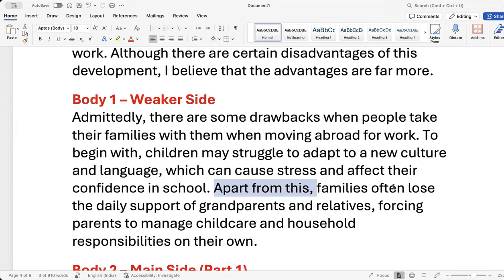Apart from this, families often lose the daily support of grandparents and relatives. Again, I took my example. My parents got a little bit of help from my grandparents, like my maternal grandmother took care of my sister when she was younger. So families would often lose that support, forcing parents to manage childcare and household responsibilities on their own, which adds to the burden on their head, right? They're going to come back from work and take care of the family and household responsibilities. So it can be quite burdensome for the parents. So that's my second point.